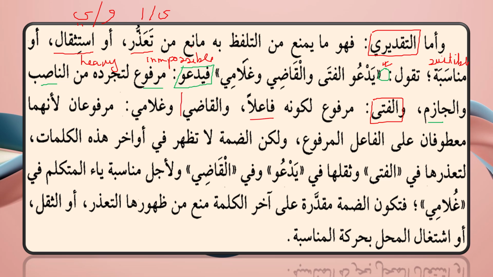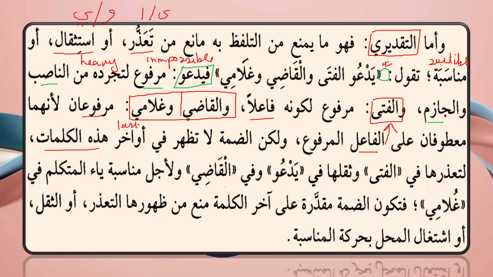And what about qadi and ghulami? These two are following, they are marfu. These two are following al-fata because they are ma'tuf to fata, as he said here, ma'tufan ala fa'il. Fa'il is what? Al-fata. They are both ma'tuf to fata. ولكن, now the author says, but الضمة لا تظهر. The dhamma is not visible on the awakhir, the last of all these words coming in the sentence.